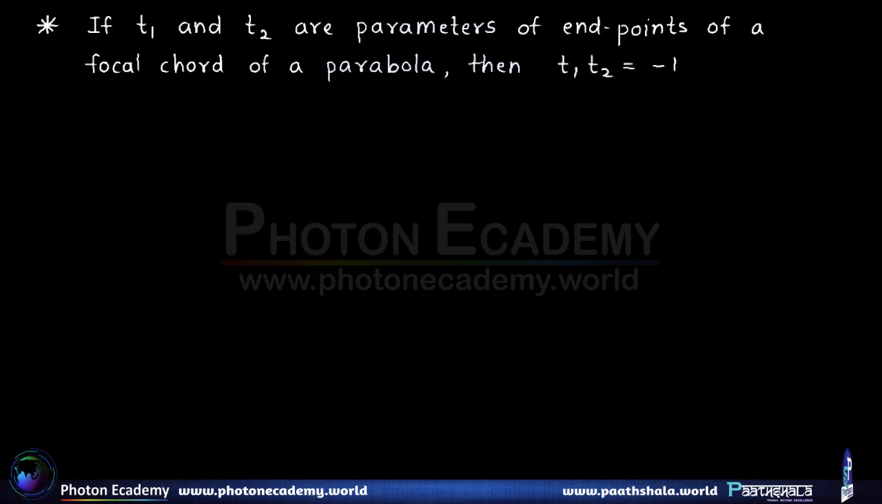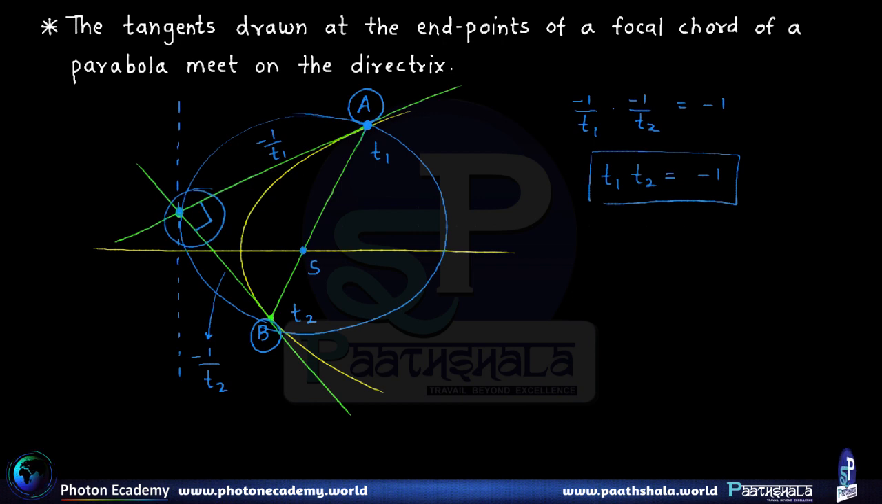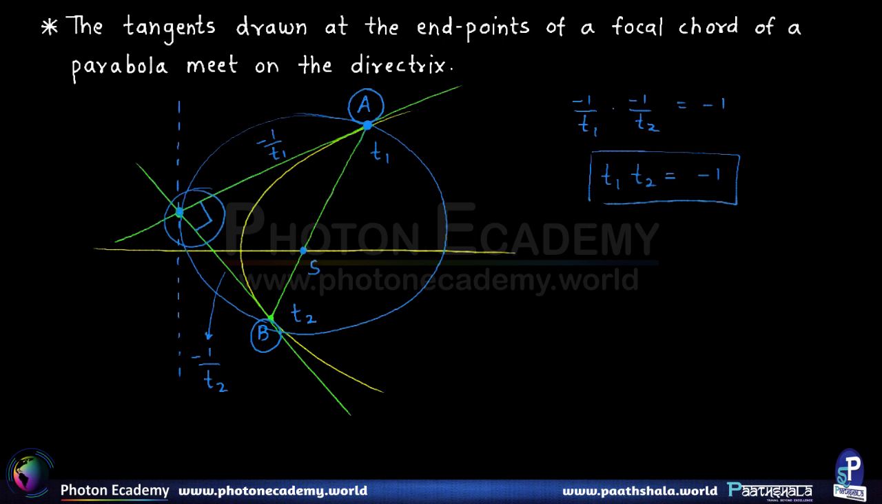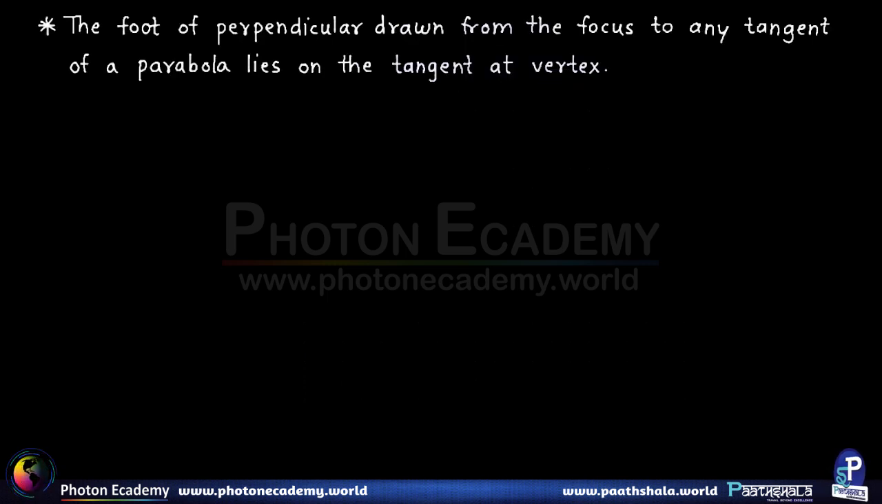That is, if T1 and T2 are the parameters of endpoints of a focal chord of a parabola, then T1 into T2 is equal to -1. This is very much similar to the result of two perpendicular lines. We know that the slope of the two lines, if they are M1 and M2, which are perpendicular to each other, then the product of the slopes will be equal to -1. So we can remember that on the similar lines. Right. Let's go to the next property.